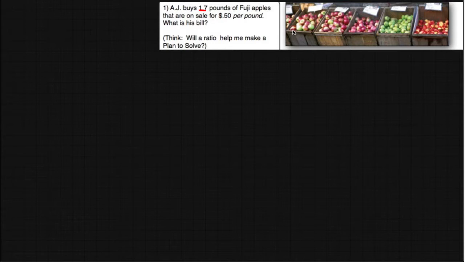All right, so they're on sale for 50 cents per pound. Now, I know per means one. So for 1 pound, 50 cents for 1 pound. And then I see here a question word. What is his bill? So this is the question. I'm going to be really aware of that. There's a question mark at the end. That really helps me identify it.